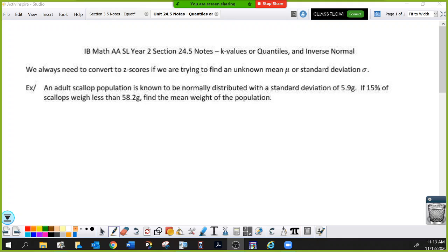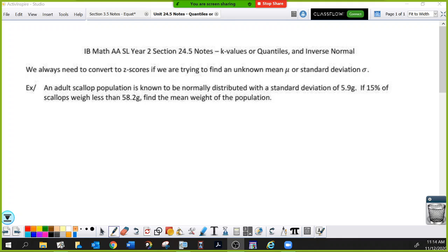Well, we always need to convert to z-scores if we're trying to find an unknown mean or an unknown standard deviation. You see, you can't do the normal CDF if you don't know both the mean and the standard deviation. When you go to use normal CDF, it defaults to mean of 0 and standard deviation of 1. Now, when we were using the normal CDF, we were changing the mean to whatever we wanted it to be and the standard deviation to whatever we wanted it to be, but that's only because we knew those values. So what would we do if we didn't know them? If we didn't know one of them, or worse, either of them, you would be forced to use the z-score, which is going to be the standard normal.